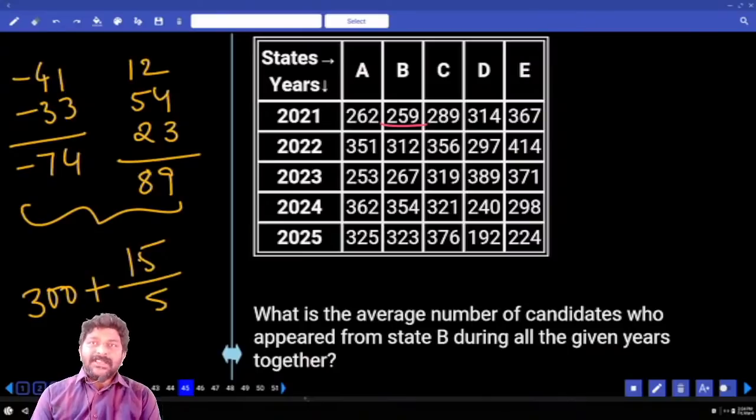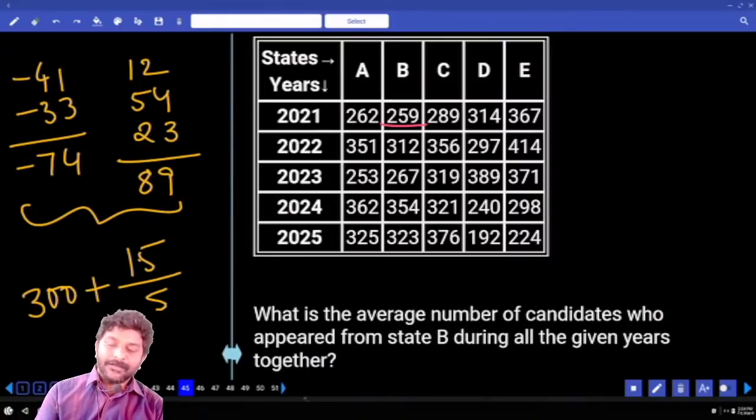So now what is left? Quant questions and caselet. What do you want to try? Huh? Quant? Okay.